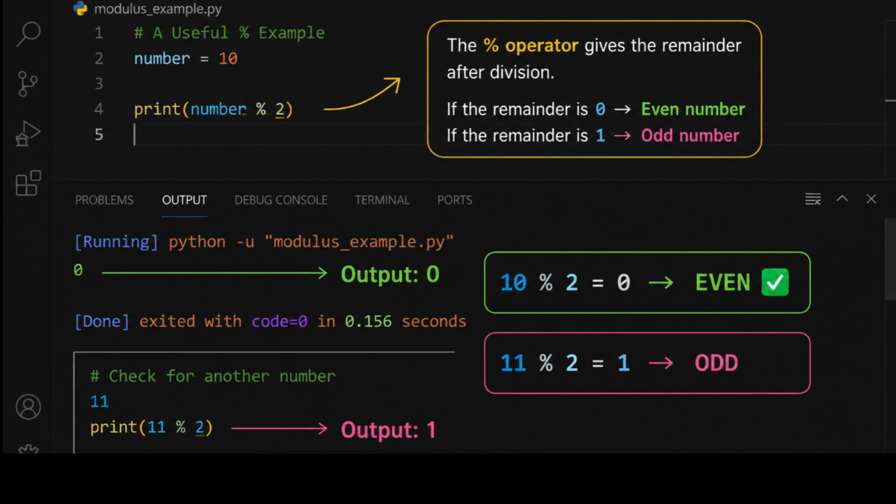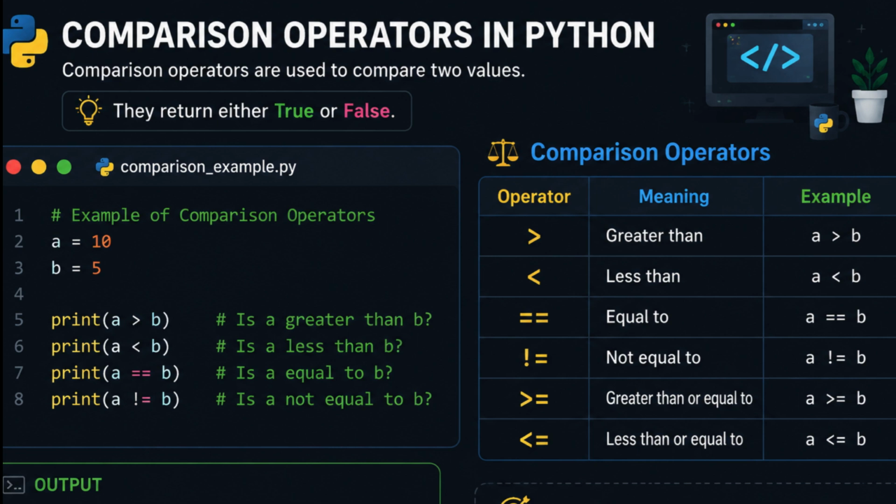Next, comparison operators. Instead of calculating a number, they compare two values and return either True or False. One important thing to remember: a single equal sign assigns a value, while a double equal sign compares two values.